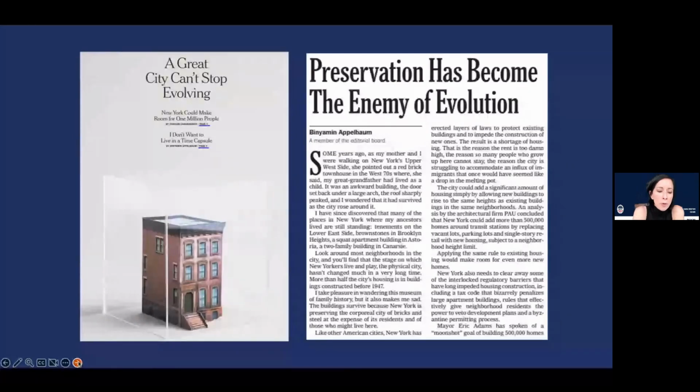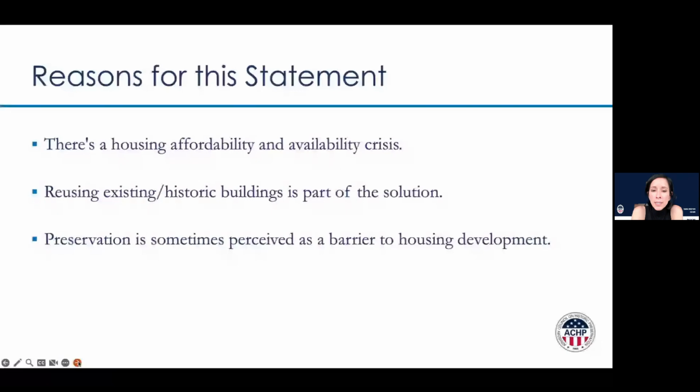And I think it's important for this federal agency to continue to keep up the drumbeat for the kind of recognition that we have as preservationists, that we know there's a housing crisis. We know that reusing buildings is part of the solution. We also recognize, again, there's that perception out there that preservation is a barrier to development. So how do we overcome that? And part of that is showing through our own actions and our own statements of understanding that we're part of the solution too.